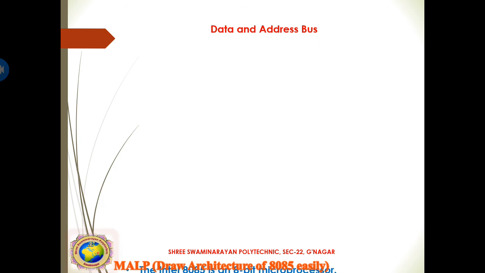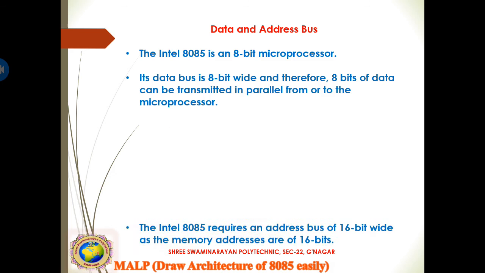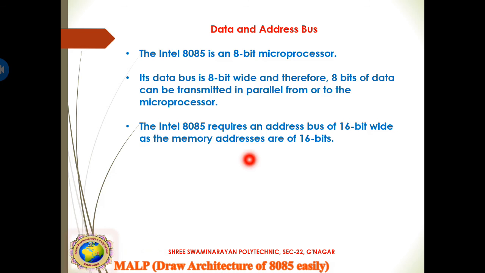Now data and address bus. So Intel 8085 is an 8-bit microprocessor, આપણે જાણીએ છીએ, and it has a data bus that is 8-bit wide. એ ડેટા બસ કેટલી છે? 8 bit છે. So 8 bits of data can be transmitted in parallel to the microprocessor. And address bus કેટલી છે? 16 bit. So memory addresses are 16 bit.